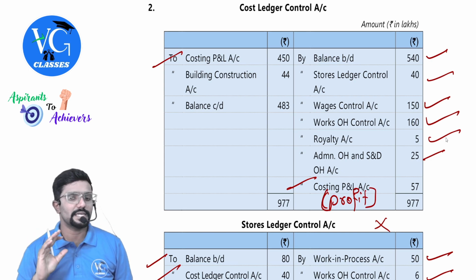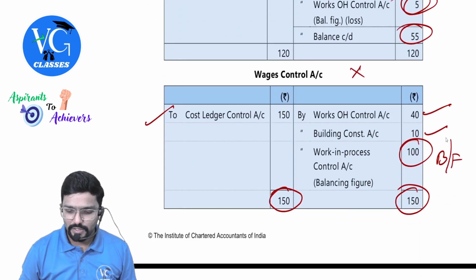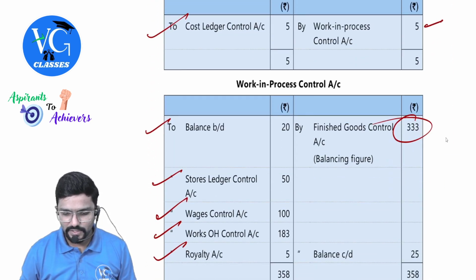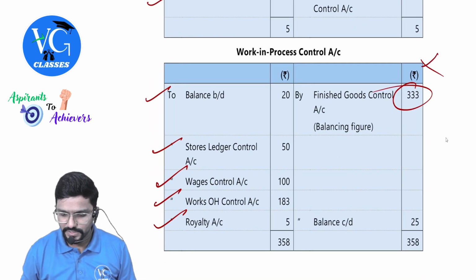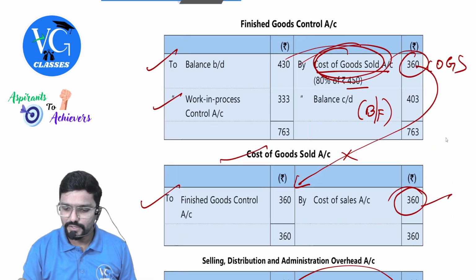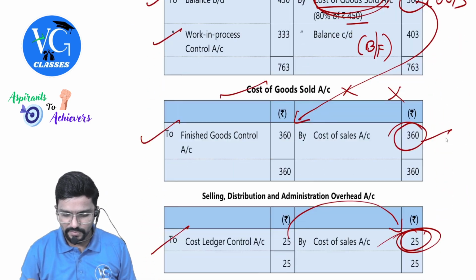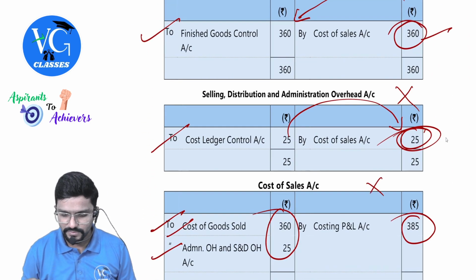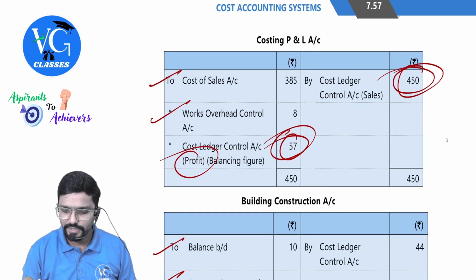Okay, sir. Now we have closed the accounts one by one. We will check. Is it closed? Work in progress. We have closed. Yes. Finished goods control account we have closed. Yes. COGS we have closed. Selling and distribution we have closed. Cost of sales we have closed. Costing P&L we have closed.